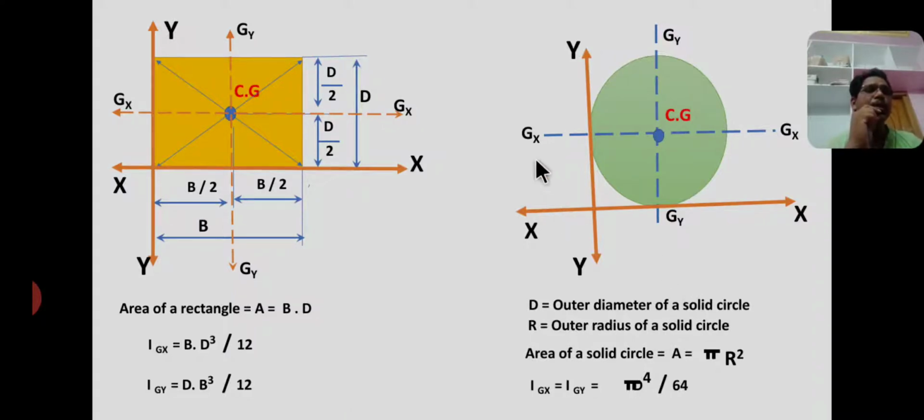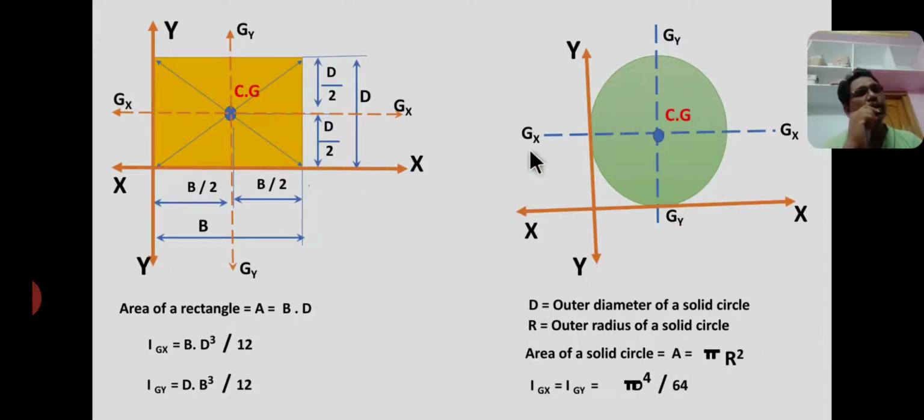And coming to another section, that is a circle having outer diameter capital D, or radius capital R, where radius equal to diameter by 2. Therefore the area of a circle, this is a solid circle, so the area of a solid circle A equal to pi r square or pi by 4 d square. Okay, in terms of radius the area of a circle equal to pi r square, as well as in terms of diameter the area equal to pi by 4 d square.